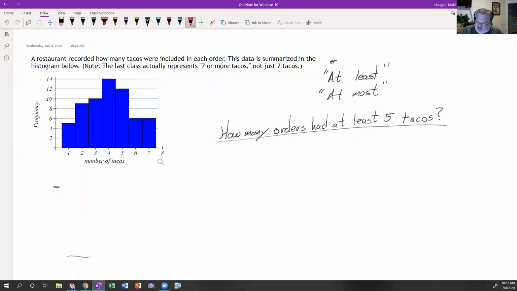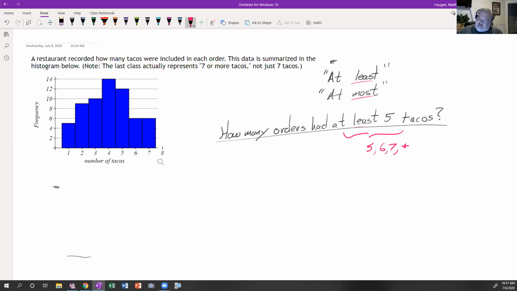So how many orders had at least 5 tacos? What does it mean to have at least 5 tacos? How many tacos could you have if you had to have at least 5? At least 5 means 5, or it could be 6, or it could be 7, or anything bigger than that, right? When we talk about this at least and at most language, at least gives us a lower bound, and at most gives us an upper bound.